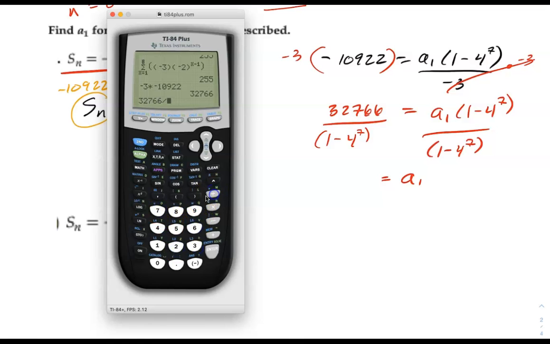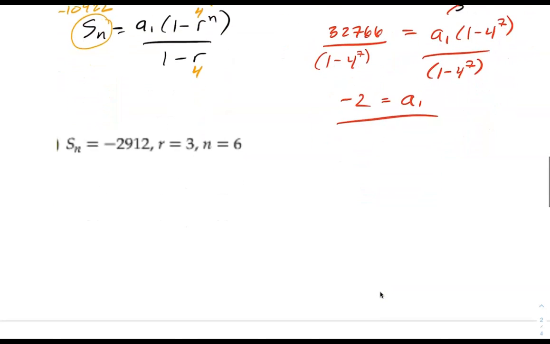32766 divided by parentheses 1 minus 4 to the 7th. Hit enter and you get -2. There's what A1 is. Let's move on to the next one.